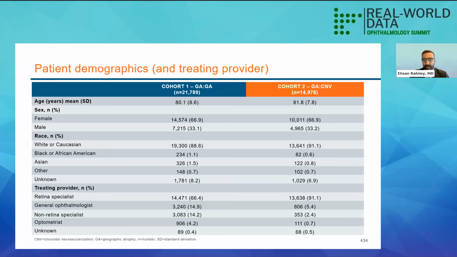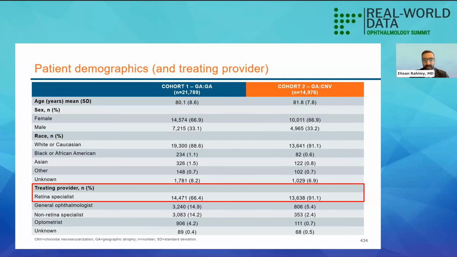As you can see here, patient demographics were fairly balanced between both cohorts, with the exception of the treating provider. As we can see here, and would seem intuitive, patients with CNV in the fellow eye were far more likely to be cared for by a retina specialist, whereas there was more of a mix, including other ophthalmologists and optometrists in the bilateral GA group, potentially lending some insight into where many of these patients may be in the eye care provider sphere.